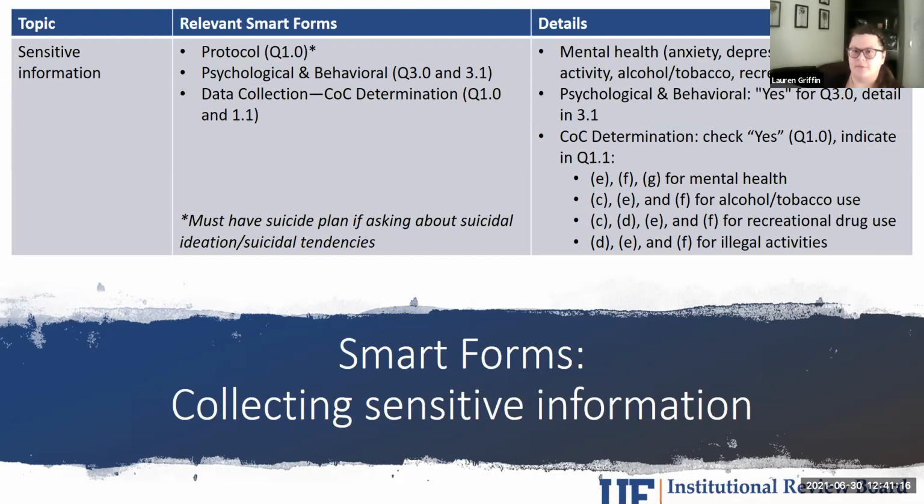Sometimes questionnaires will ask about alcohol or drug use or recreational drugs, and it may not be the main gist of the study, but if you're using that as one of your covariates, if you're collecting that information, it's something to make sure that it shows up in the certificate of confidentiality determination page.